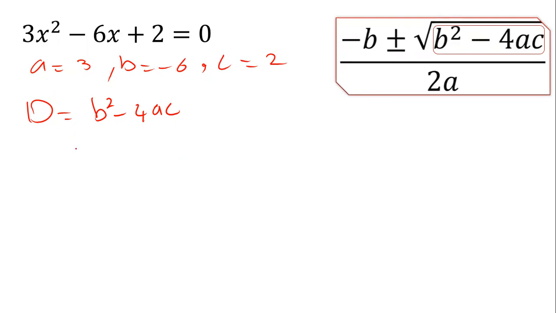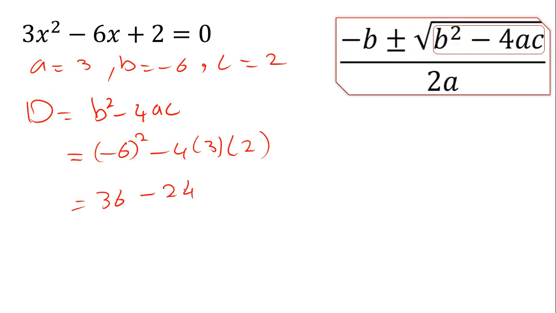Then let's substitute the values. b squared is going to be -6 squared, minus 4, a is 3 and c is 2. It's going to be 36 minus 4 times 3, 12, 12 times 2 is 24. So the discriminant will equal 12. The value that I need to find the square root of is positive. So we have three cases.